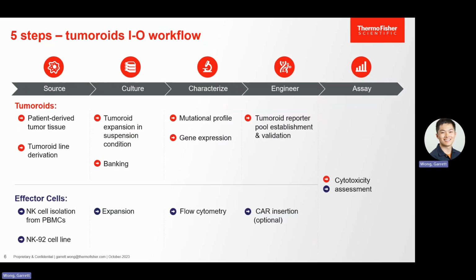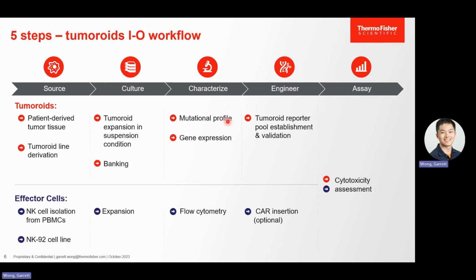Today, I'll be focusing on how we leverage tumoroid models for an immuno-oncology workflow. In this case, the tumoroid lines were derived from primary dissociated tumor tissue, specifically colorectal cells. These cells were then expanded in suspension and banked. From there, these were characterized and looked at their mutational profile as well as gene expression, comparing the original tissue to the established tumoroid line as well as the tumoroid line over multiple passages.